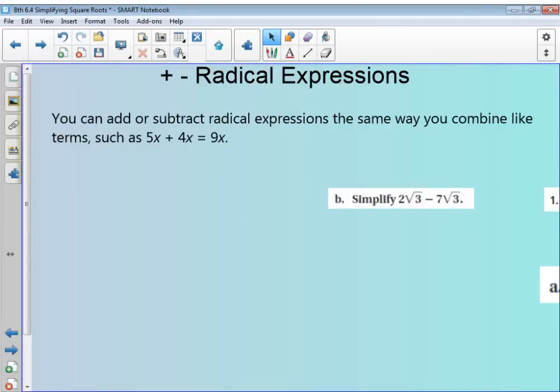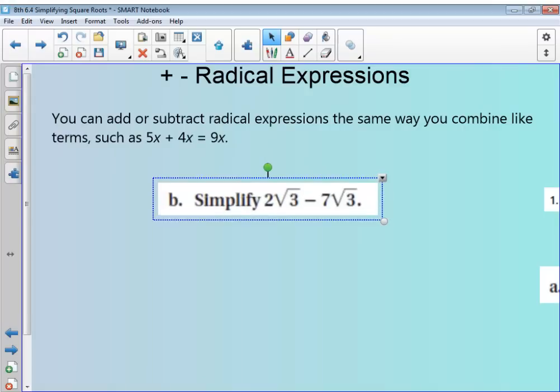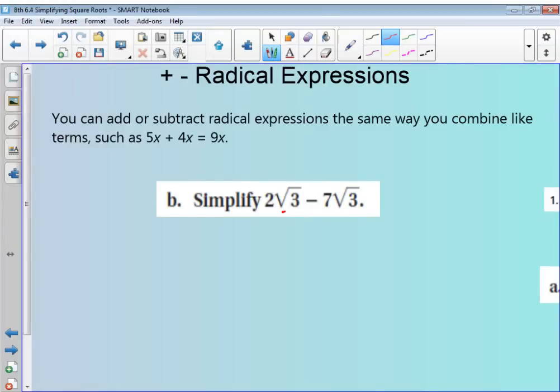Okay, so let's go ahead and try another one. Here it says simplify 2 with the label, or the ending, of the square root of 3, and 7 times the square root of 3. Really, there's no symbol there, but there really is multiplying involved here. We're just going to simplify, we're not actually going to get our final answer.